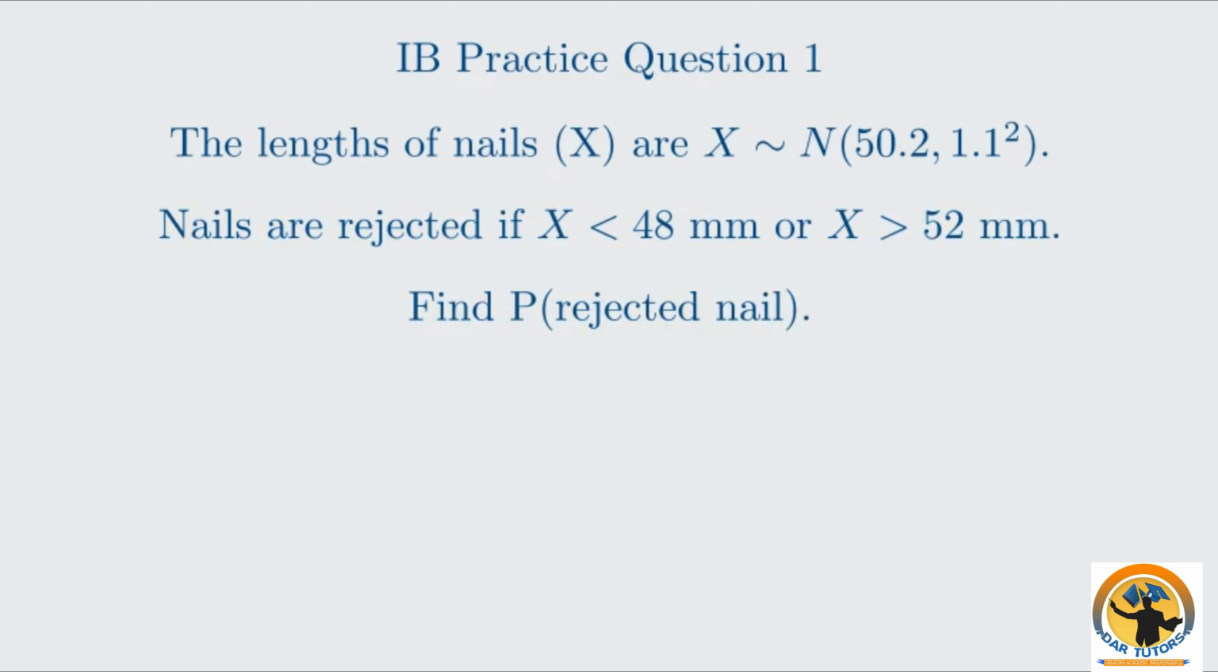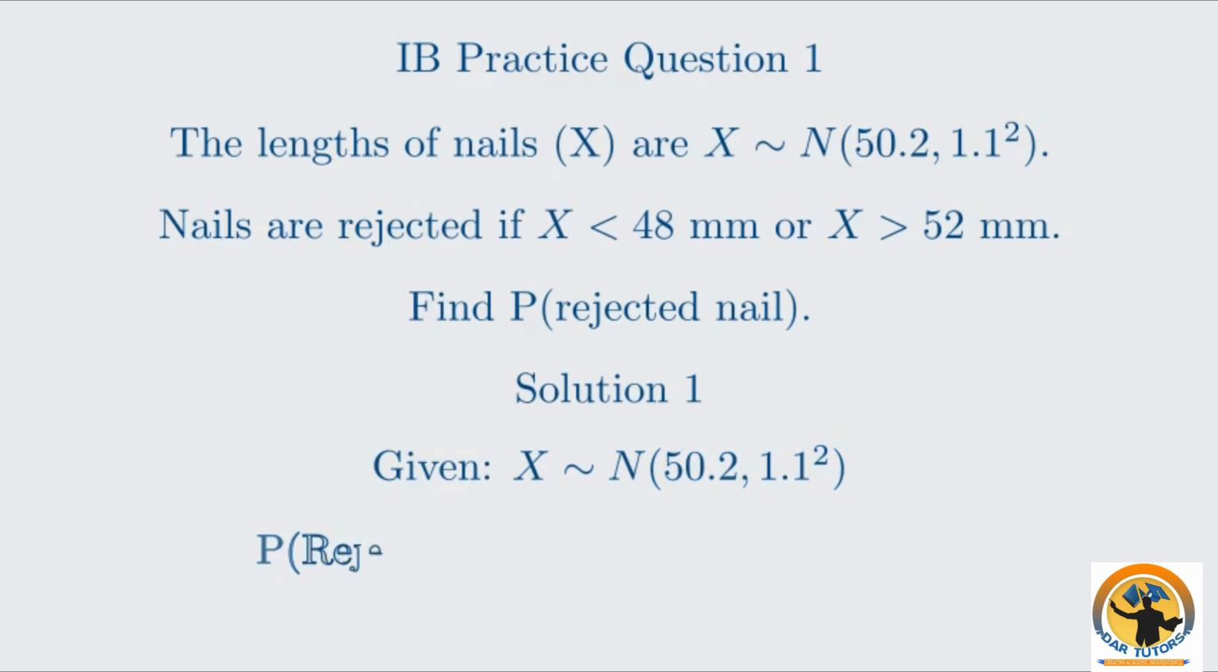Pause the video here and try to solve it yourself. Sketching the curve can be very helpful. Let's work through the solution. The problem gives us the mean and standard deviation. We can write this as X is distributed normally with mean 50.2 and standard deviation 1.1. The probability of a rejected nail is the sum of the probabilities of being too short or too long. That is, P(X < 48) + P(X > 52).